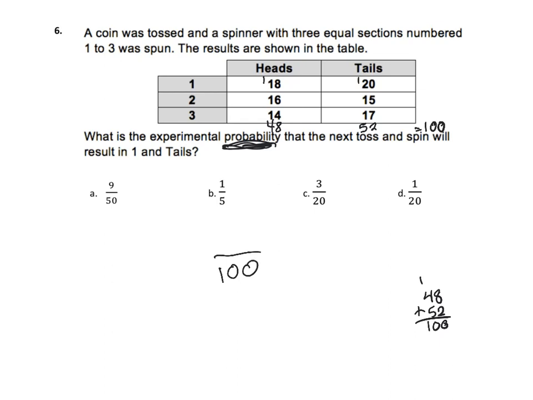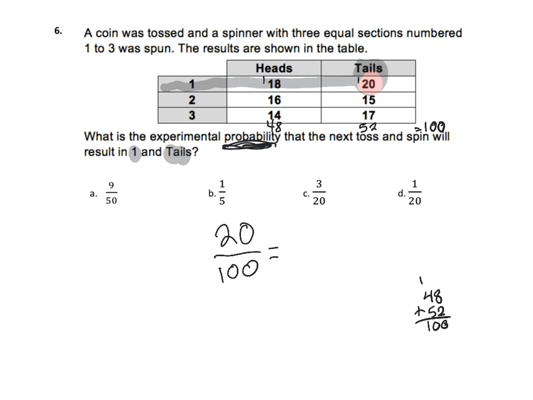Now we need to read the problem, and it says result in 1 and tails. So we follow 1, we follow tails. So here's 1, here's tails. They only overlap in one spot. That's right here, 20. So that is our top number in our fraction.